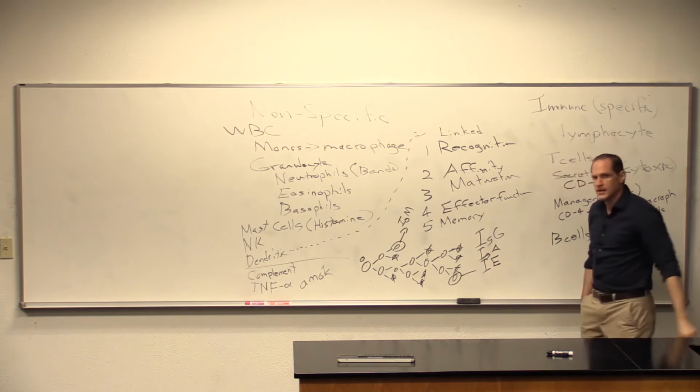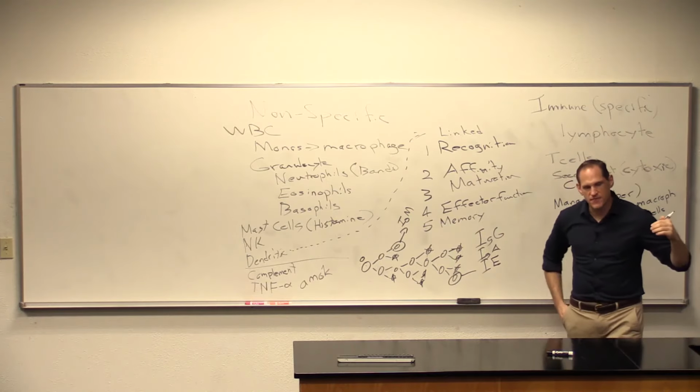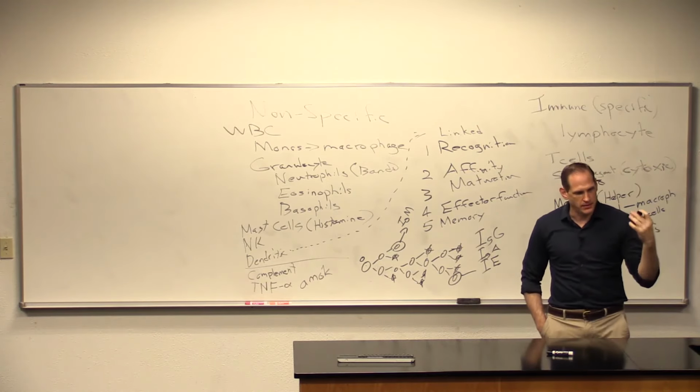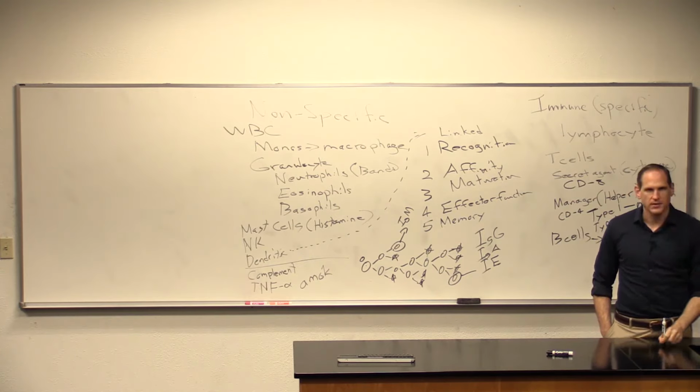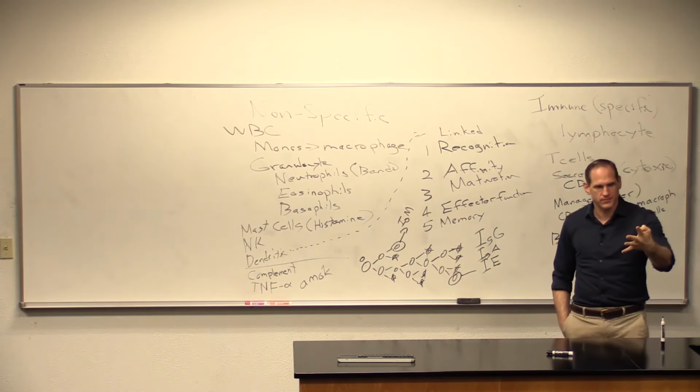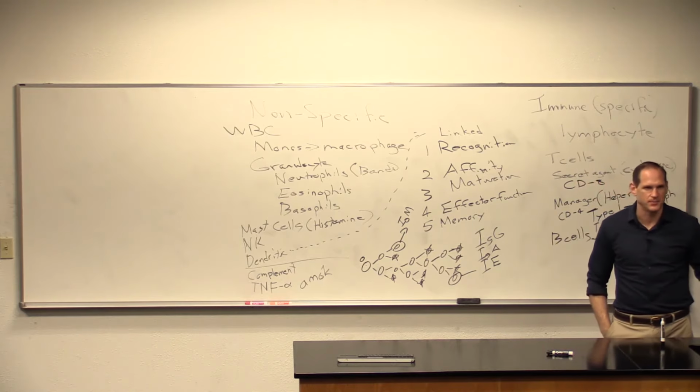All right. IgG is very, very good at neutralizing and opsonizing. I guess I should tell you the four functions of an antibody. First one is neutralize. What does that mean?